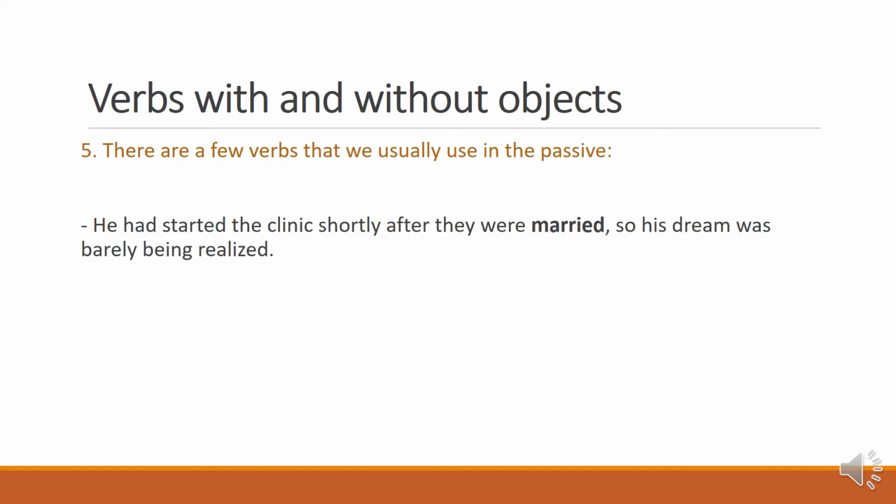Rule number 5 is, there are a few verbs that we usually use in the passive, like married and born. And here in the example, he had started the clinic shortly after they were married, so his dream was barely being realized. Here, the word married is in the passive form.